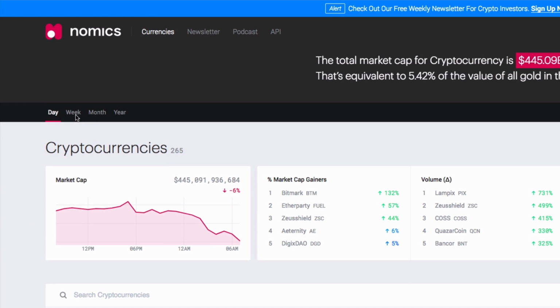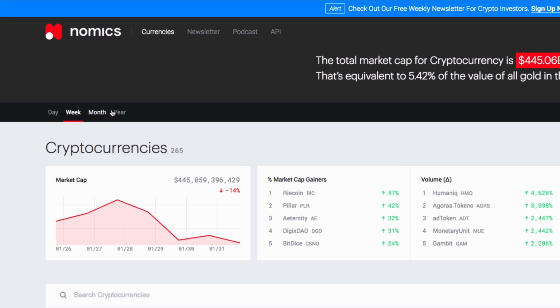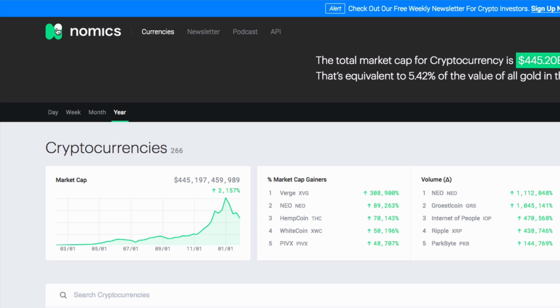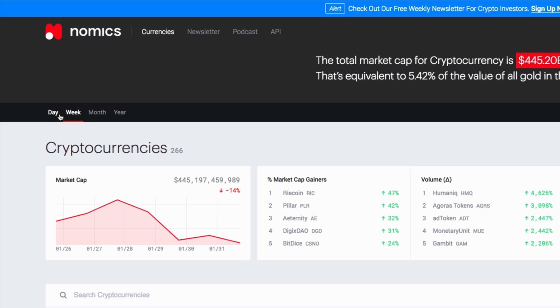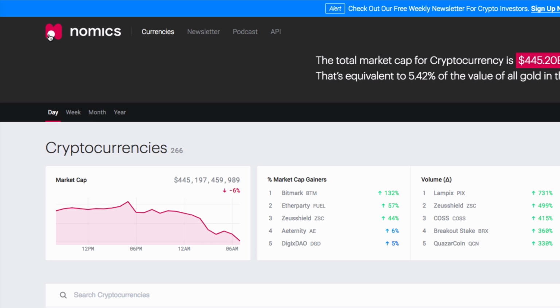The first thing to note is that most of this can be contextualized with day, week, month, and year numbers. Let's just switch back and forth between them. You'll notice that when we switch to year, this turns green. So depending upon the performance of the market during a certain time frame, this will be either all the way up or all the way down or any point in between.